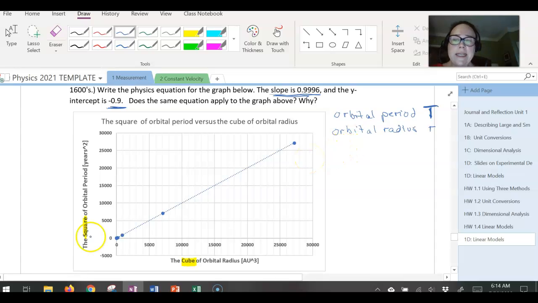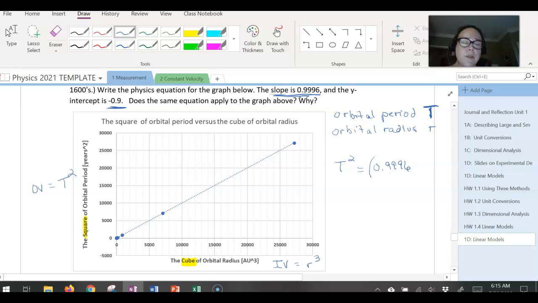Okay. So in our case, for this graph, the dependent variable is the square of the orbital period. So orbital period is uppercase T, but we had to square it in order to get this line. And the independent variable is the orbital radius, but we had to cube it. So I need an exponent of 3 on that r in order to get this linear graph. So when I go to write the equation of this line, the equation of the line is y equals mx plus b. Well, my y is T squared, and the slope, which I put in parentheses, is 0.9996. They gave that to me.